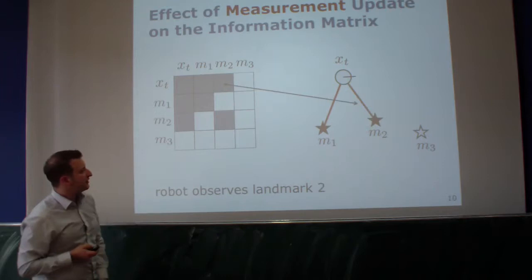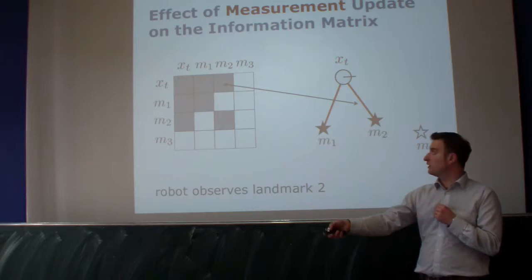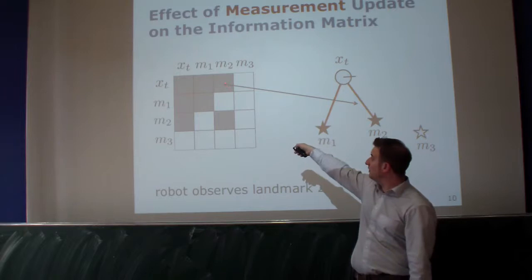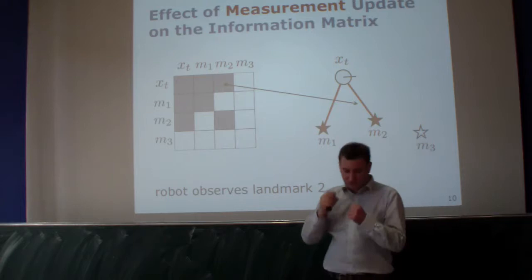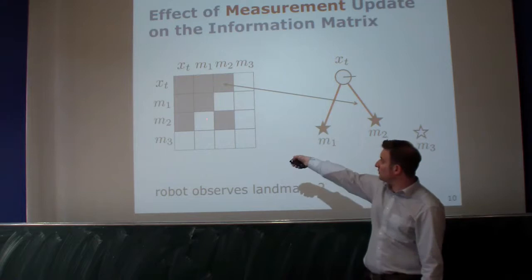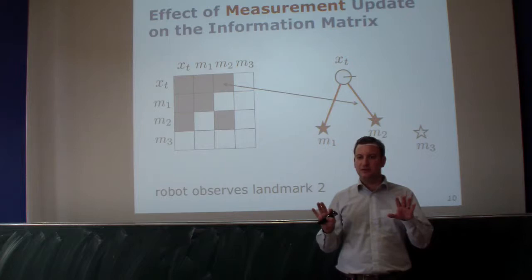Now let's make a second observation. We also observe landmark number two. This means that given the robot's pose, we learn something about the position of the second landmark, M2, the one we observe. So we get a link between x_t, the pose of the robot, and landmark number two. This element corresponds to this link over here. If we just sit in one position and don't move, and we measure the first landmark and the second landmark, the landmarks themselves are not correlated. They are correlated via the robot's pose, but at that moment there's no direct connection between them. Still clear? Okay, that's all fine.